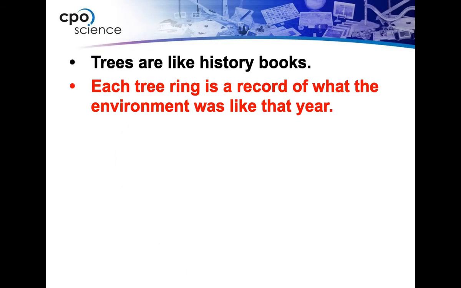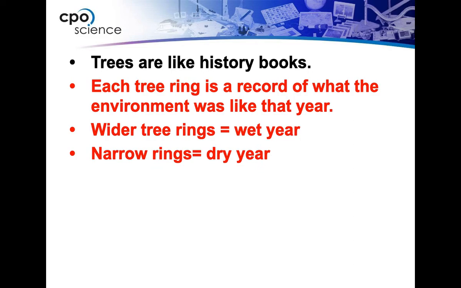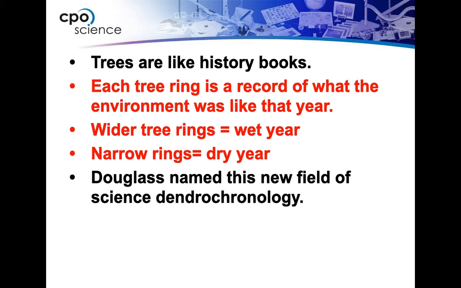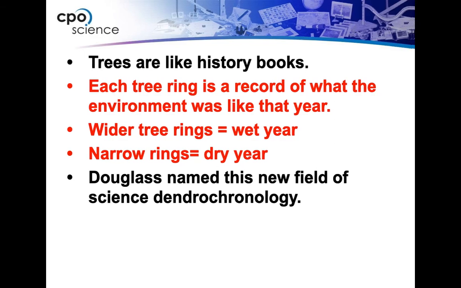So trees are actually like history books. Each tree ring is a record of what the environment was like that year. So wider tree rings is telling us, hey, wet year, good things happening for the tree. Narrow rings, could not have been a great year, must have been a dry year. Douglas actually named this new field of science dendrochronology. There are actually people who this is what they do, and if that's the case, you are a dendrochronologist, and then you literally go through and study tree rings, which is pretty cool.